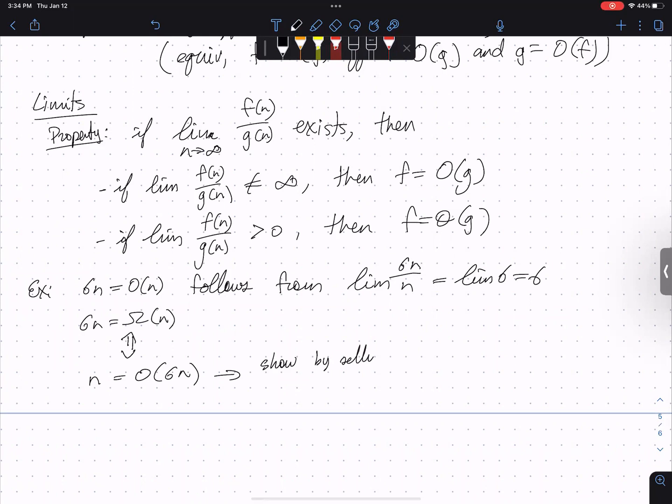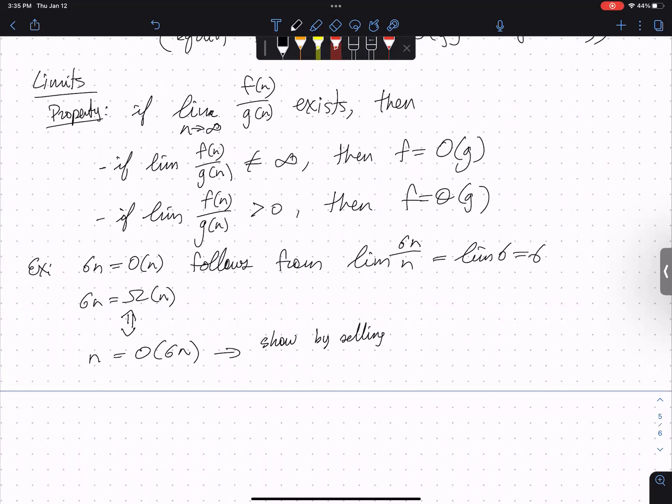Now I'm going to be doing this one on the fly because it's really easy. You set c equals 1 and n not equals 1 because n is less than or equal to 6n for all n greater than 1. Right, so here n is really less than 6n. We don't need to scale it. We don't need to say for big enough n, it is just true. So this is an easy one.